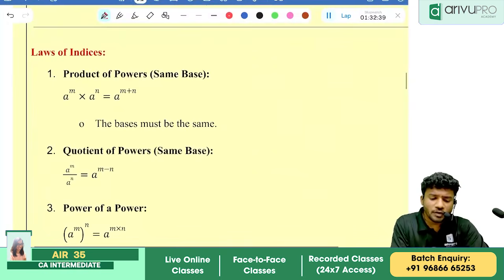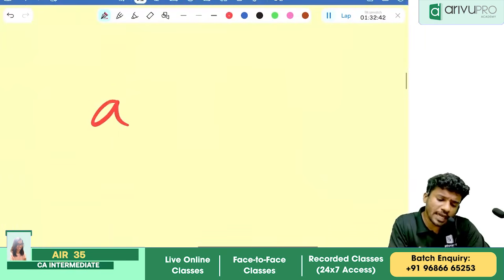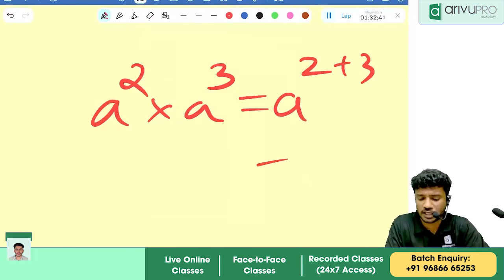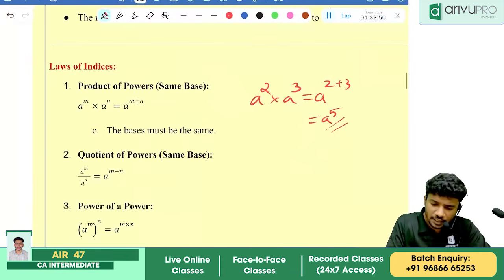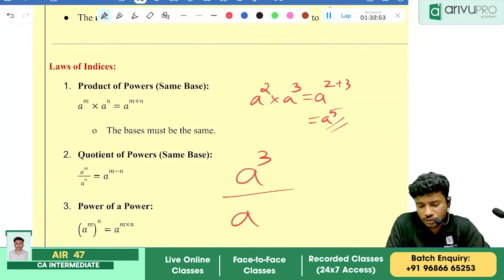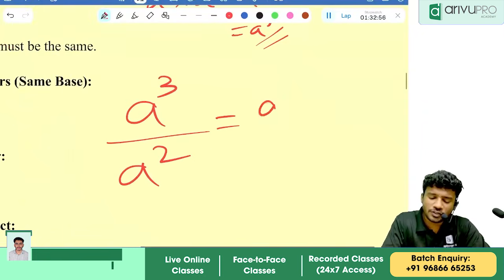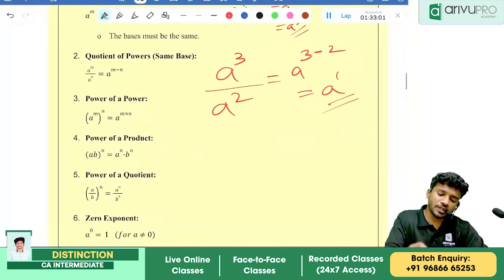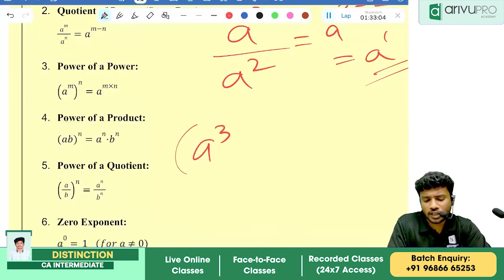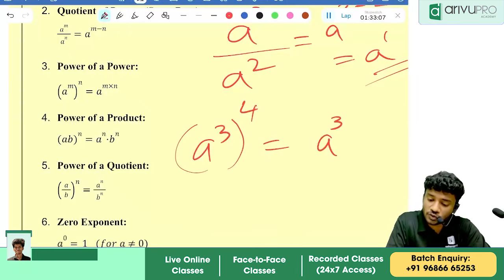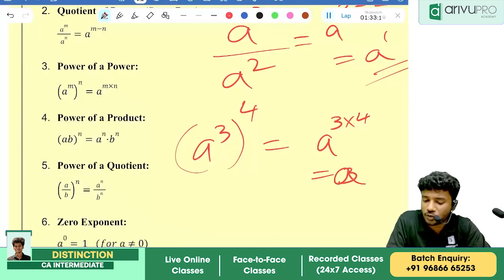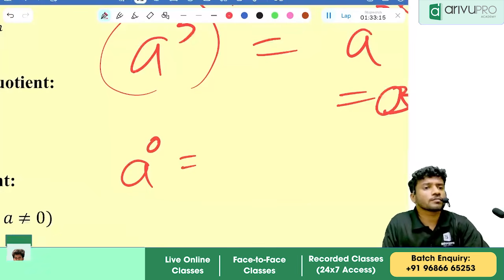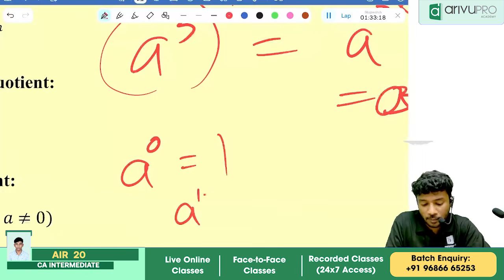Now look here, people. Some of the properties of indices. A raised to 2 into A raised to 3 is what? A raised to 2 plus 3, which is A raised to 5. Similarly, A raised to 3 divided by A raised to 2 is how much? A raised to 3 minus 2, which is equal to A raised to 1. Next thing, A raised to 3, the whole power 4, is how much? A raised to 3 into 4, which is equal to A raised to 12. Then what if it is like this? A raised to 0 is 1. A raised to 1 minus 1 is also what?